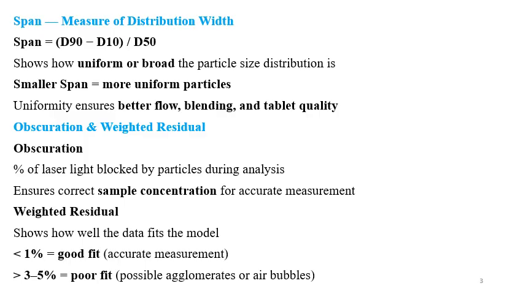Obscuration and weighted residual. So this is also a term used many times. Obscuration is the percent of laser light blocked by the particles during the analysis. And obscuration ensures correct sample concentration for accurate measurement. Then weighted residual. So it shows how well the data fits the model. Less than 1% is a good fit, that is accurate measurement, and 3 to 5% is a poor fit. That means possible agglomerates or air bubbles.